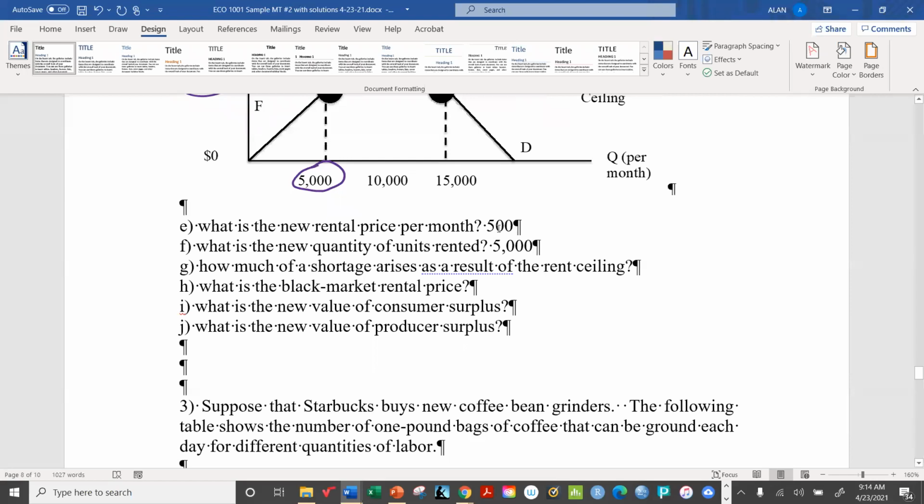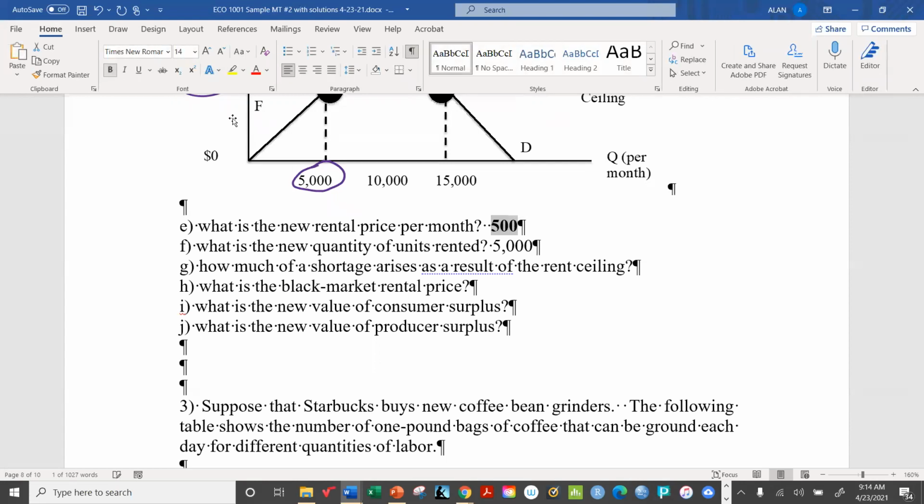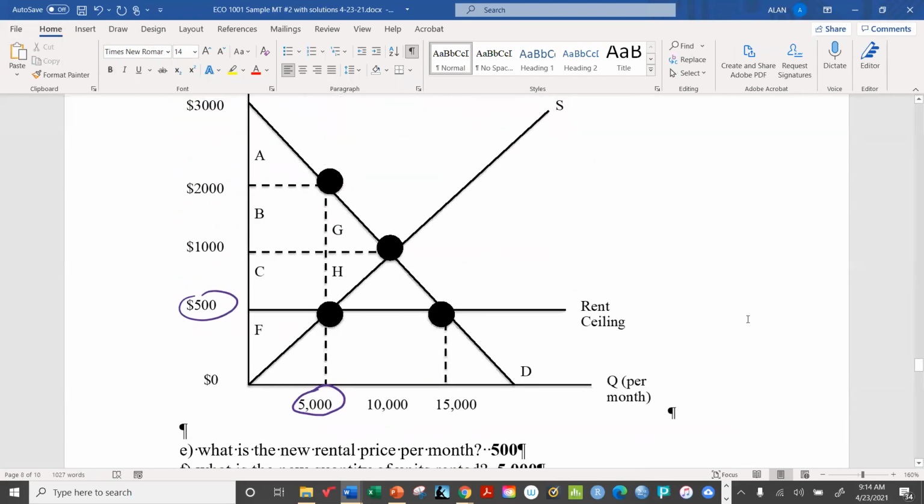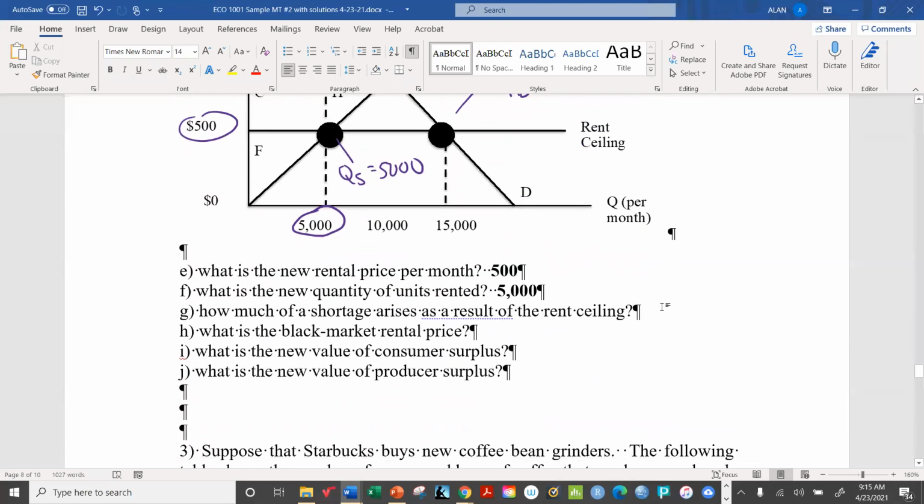The shortage: now you can see here that the quantity demanded is 15,000 rather, but the quantity supplied is only 5,000. So there's a shortage of 10,000 units.